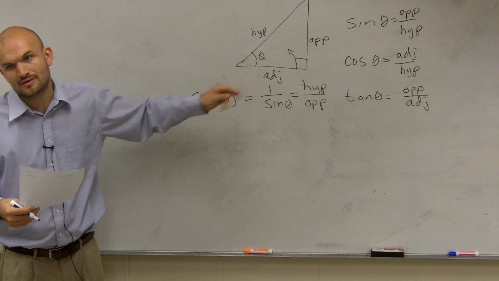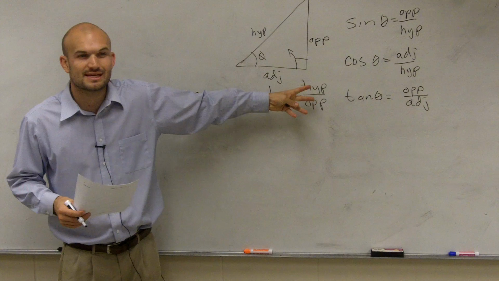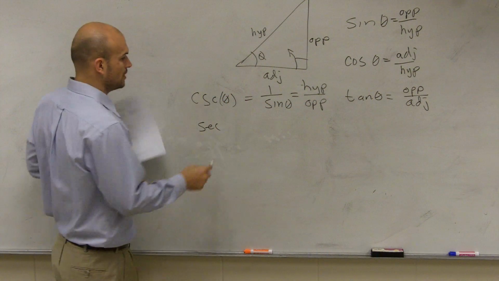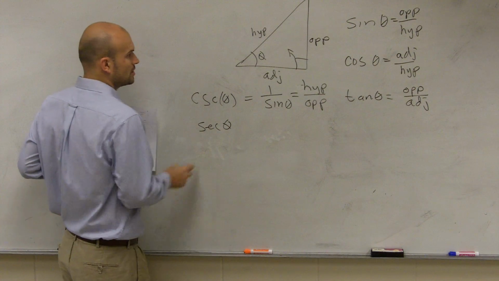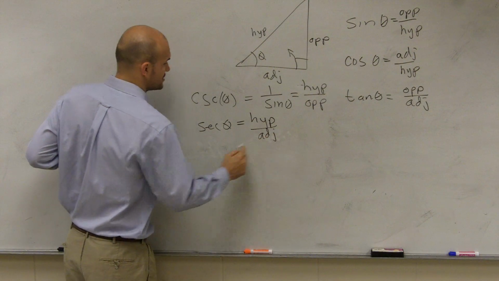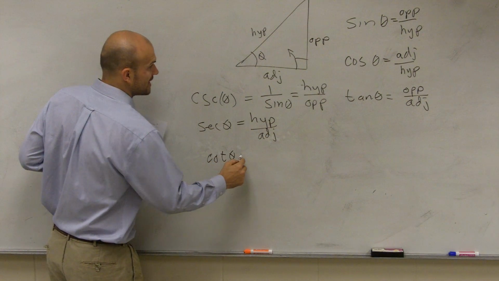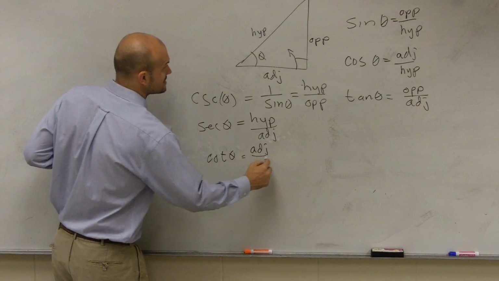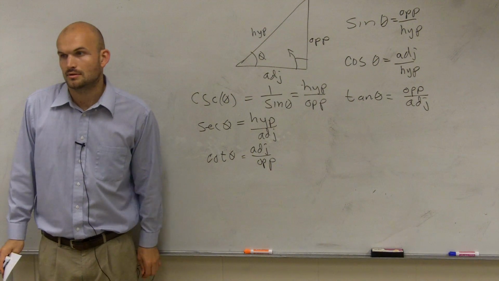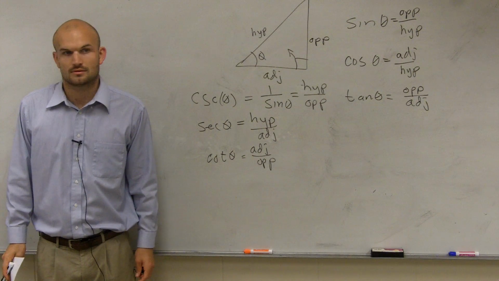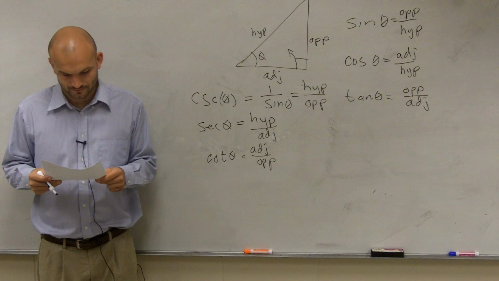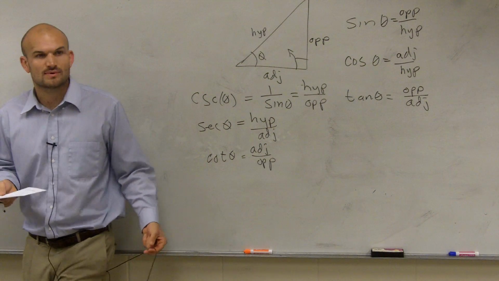And we're going to talk a little bit more about how these relate to each other in a second. But you can simply take the reciprocal of it for cosecant. Secant is the reciprocal of cosine, so secant of theta is just going to be hypotenuse over adjacent. And cotangent of theta is just going to be adjacent over opposite. Everybody follow me? Any last questions on that? All right. So that's all we simply need to do.